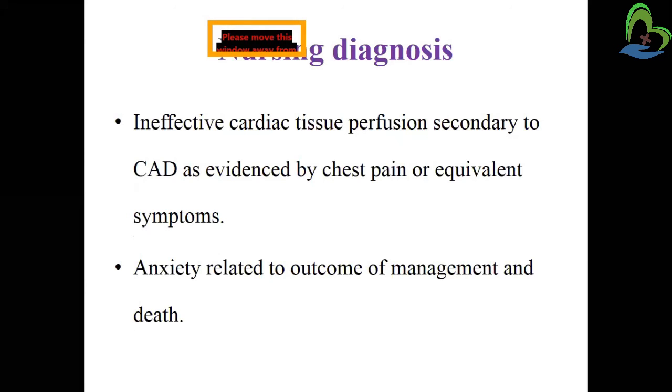Nursing diagnosis will be ineffective cardiac tissue perfusion. So we have to increase the tissue perfusion, meaning blood supply has to be increased. Secondary to what? Coronary artery disease with evidence of chest pain and equivalent symptoms. And then lastly, anxiety related to the outcomes of the management and death.